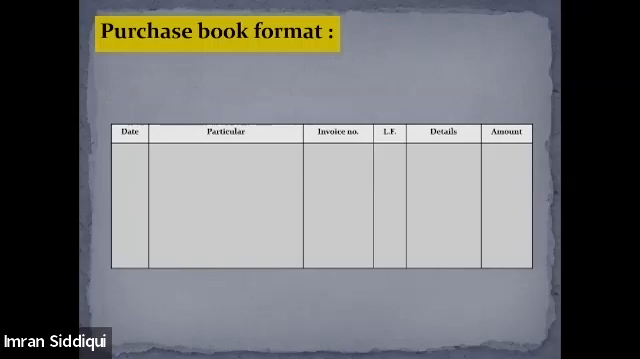Now, this is the format of the purchase book. We have 5 columns in the purchase book, starting with the date column, then particulars, invoice number, ledger folio, details of the transaction, and the amount of the transaction. Correct?